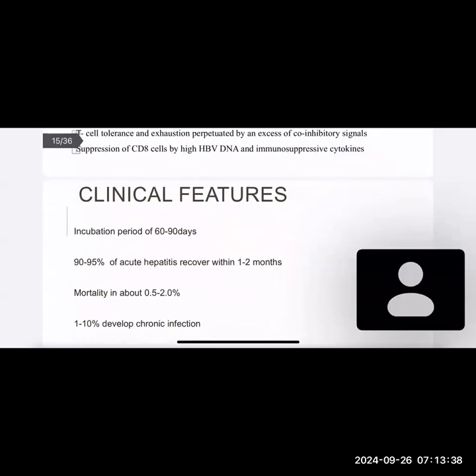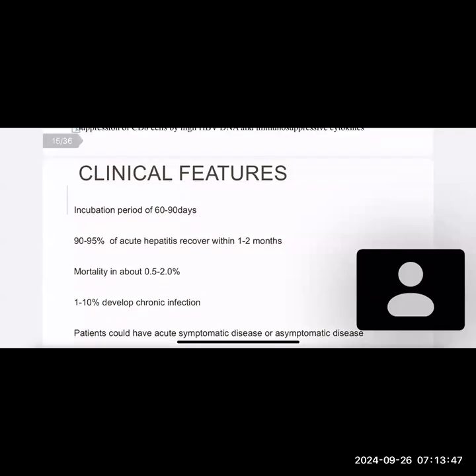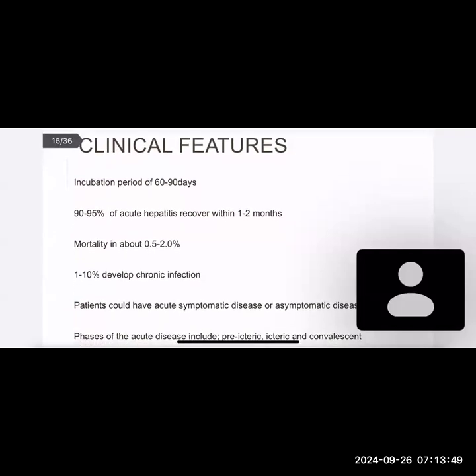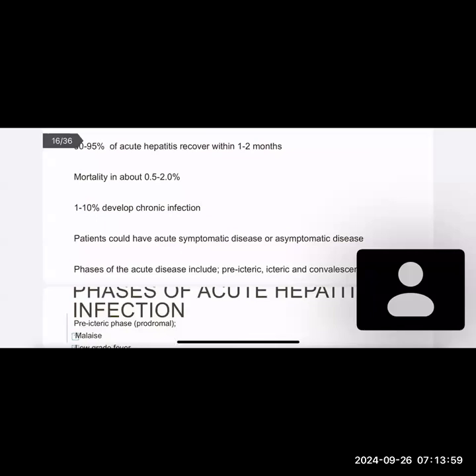To the clinical features, the incubation period is from 60 to 90 days. 90 to 95% of acute hepatitis will recover within 1 to 2 months. However, mortality in the acute phase is about 0.5 to 2%. 1 to 10% of those who have the acute infection will go on to develop chronic infection.